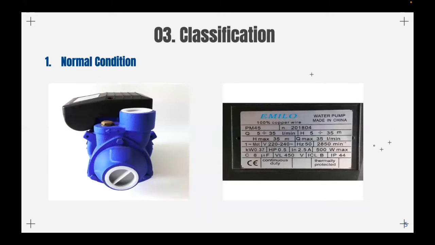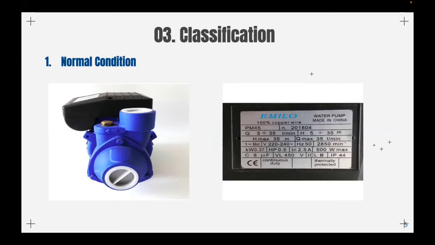Now let's talk about the classification. Throughout the experiment, we used 5 centrifugal pumps. The centrifugal pump used in this experiment is the Emilo PM45, and all 5 pumps run at 2,850 rounds per minute. In our study, we divided the cases of pump failure into 3 main categories as follows.